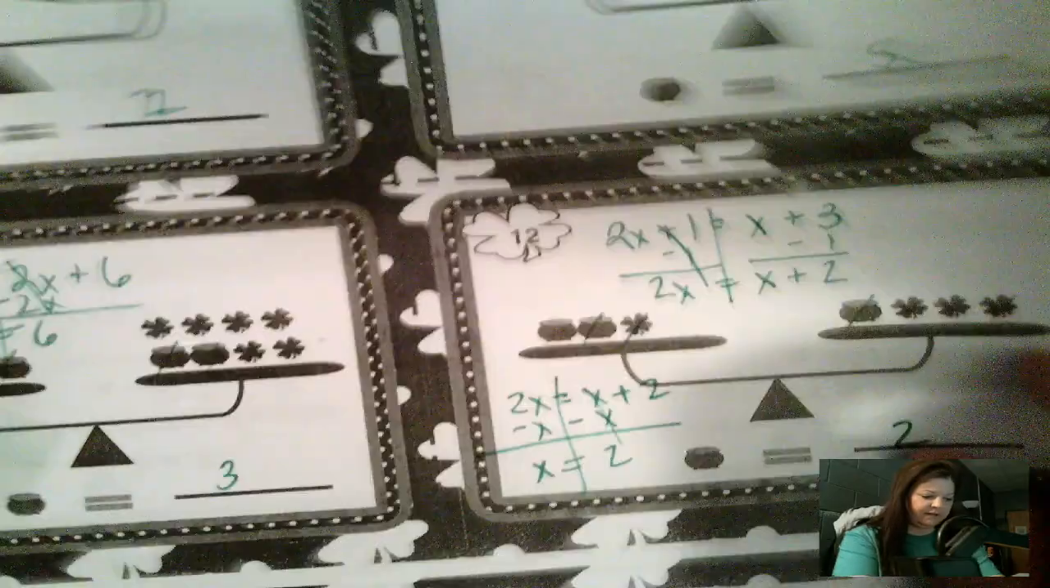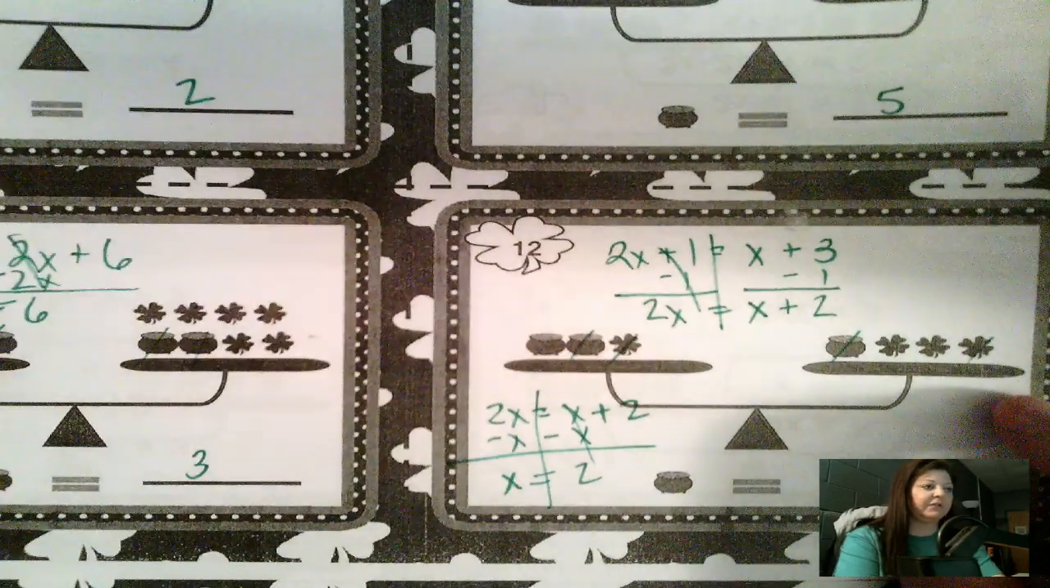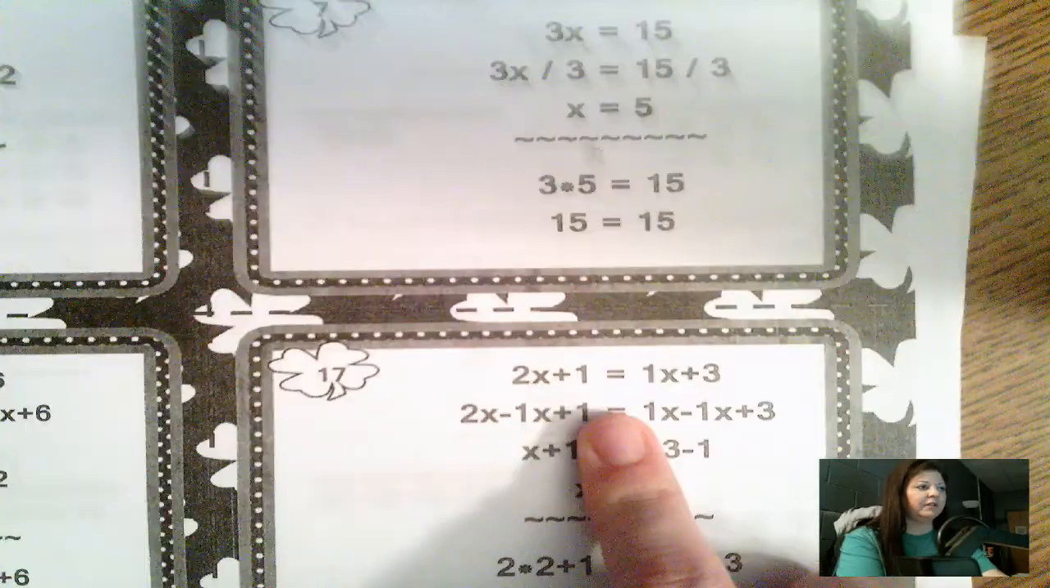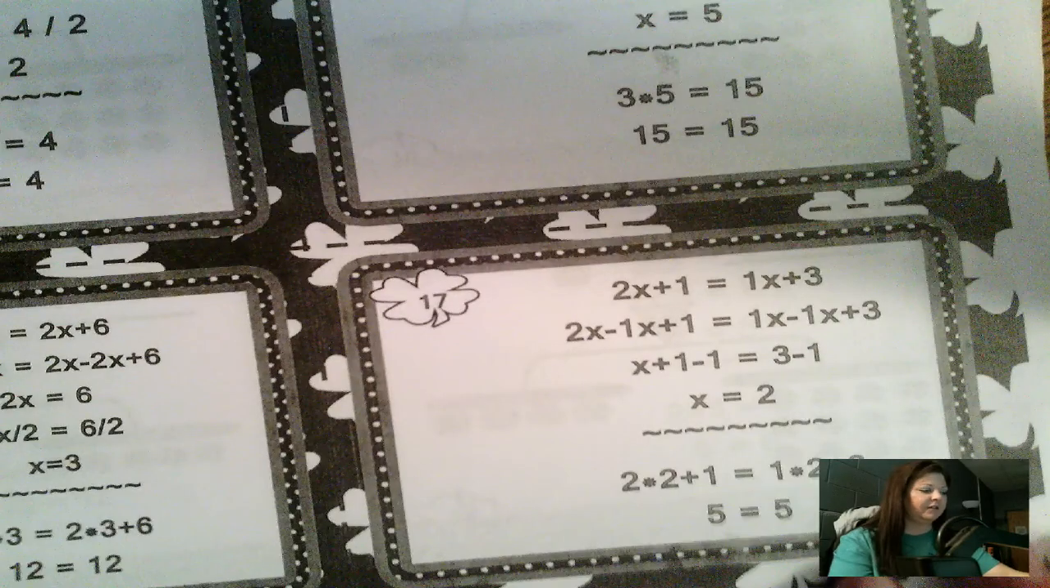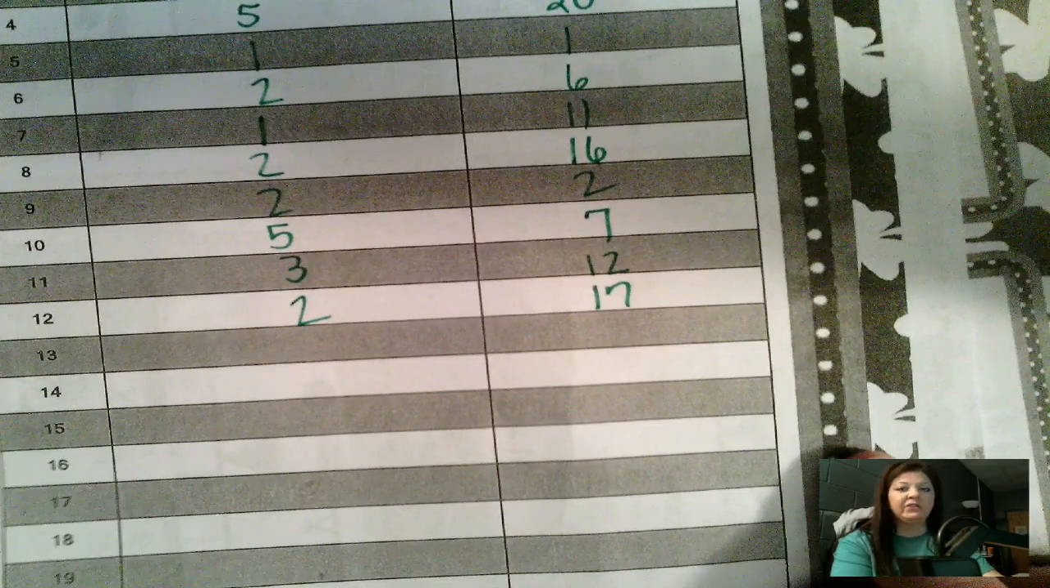All right, and let's see. Number 12 is 2x plus 1 is equal to x plus 3. So let's look. 2x plus 1 is equal to x plus 3. Awesome. So we're doing good so far. So we're going to say that's equation card 17 and x equals 2. It's getting easier. All right. Now flip the page to the next one.